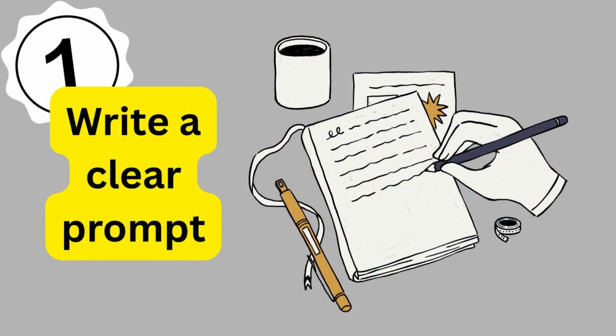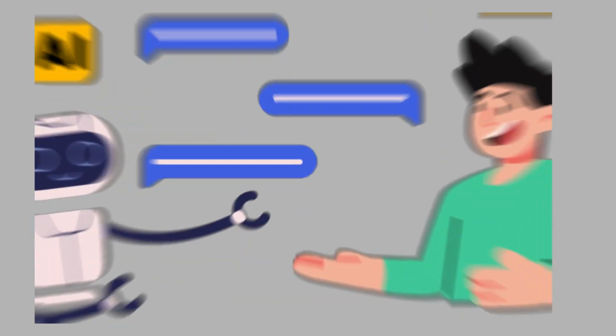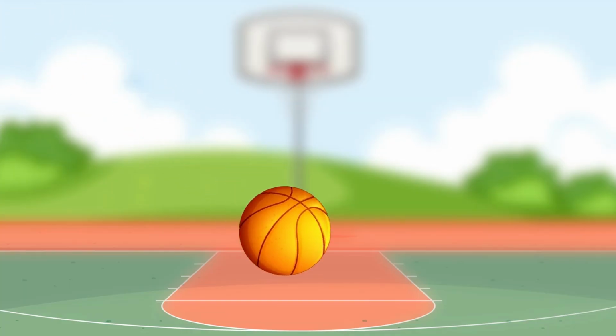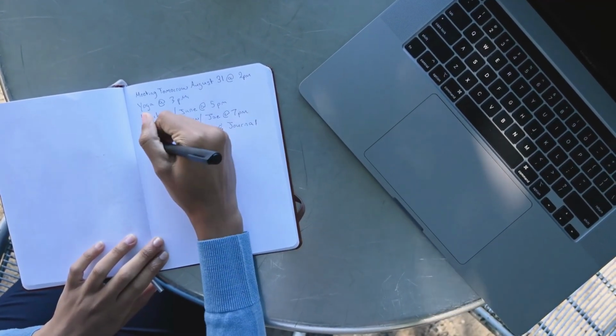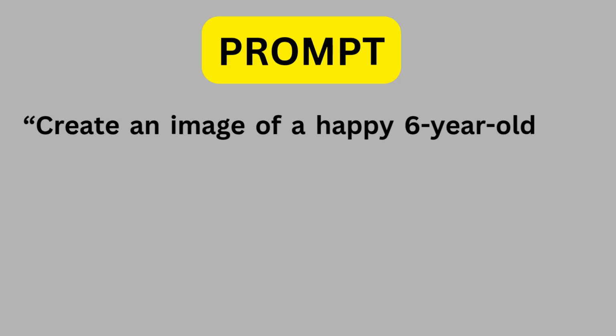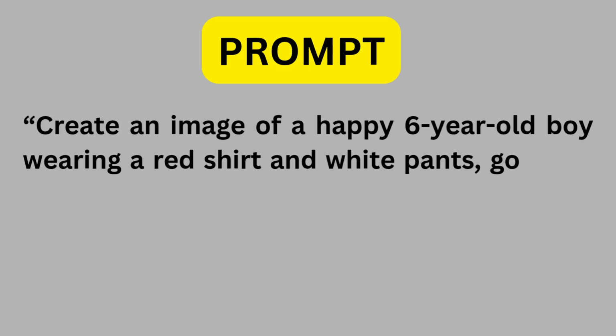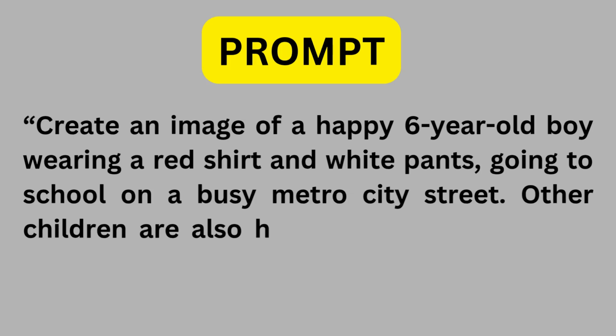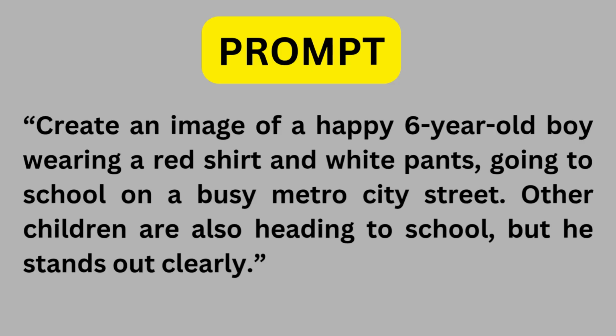Step 1. Write a clear prompt. Before using any tool, the key is writing a good prompt, simple but descriptive. While ChatGPT can help craft prompts, today we'll do it ourselves. Prompt we'll use: Create an image of a happy 6-year-old boy wearing a red shirt and white pants going to school on a busy metro city street. Other children are also heading to school, but he stands out clearly. This gives the AI enough detail, character, clothing, setting, and emotion to visualize accurately.